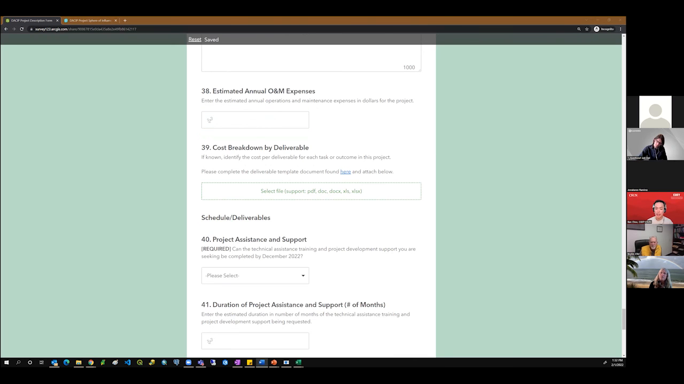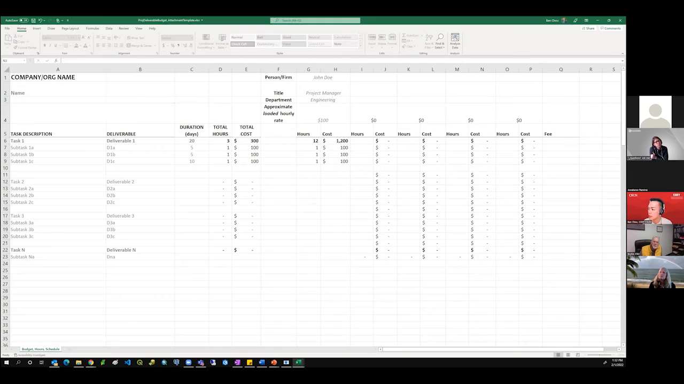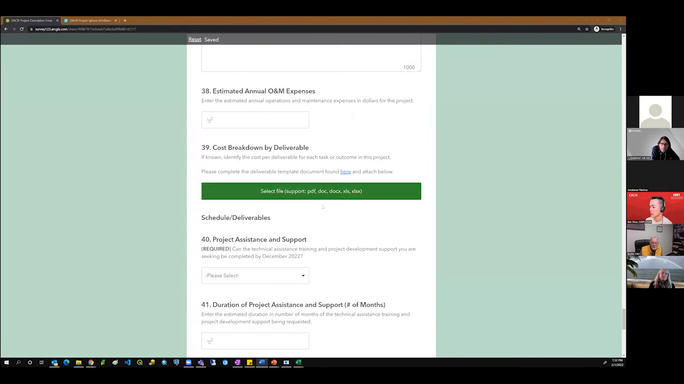For question 39, if you knew the exact cost per deliverable associated with your project, you can download an Excel template that is linked here, fill it out and attach it. I'm just going to show an example of what that template looks like. So you can see here, this is that template. And if you had a more specific breakdown of the different tasks and deliverables and the costs associated with them, you could enter them into the spreadsheet and then save it on your computer and attach it here.